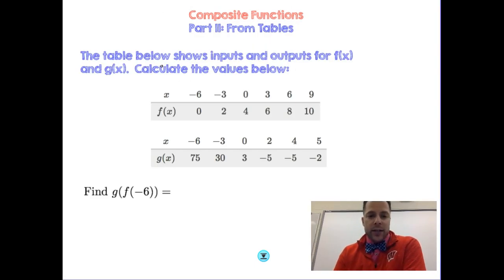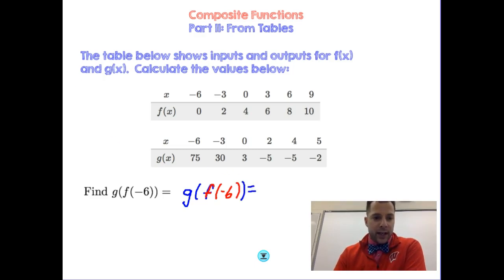Again, here's a table of values for f of x and g of x, and our inputs are on top for f, and our inputs down here are for g. We're only going to find one example here. So we're looking at g of f of -6.